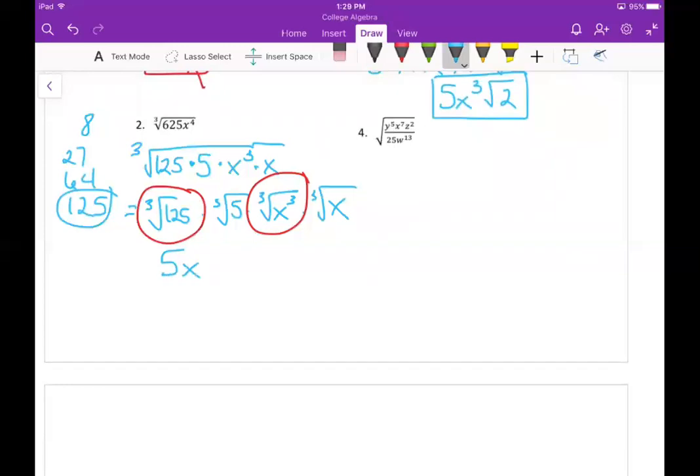So we've dropped the roots because we've actually taken the cube root. What's left on the inside of the root is a 5 and an x. So we make the root and we put them back together. 5 and x need to also be left under the root. And this is our final answer for number 2.